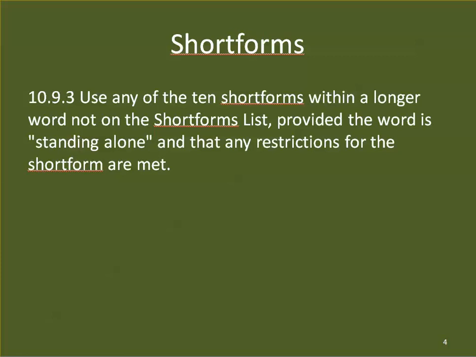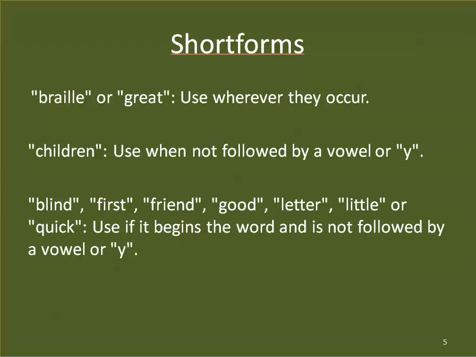So any of those 10 short forms we can use within a longer word, even if it isn't on the short form list, as long as that word is standing alone and any restrictions for that particular short form are met. In a nutshell, braille and great can be used wherever they occur, so there aren't a lot of restrictions for those. As long as they're standing alone, that's the big key. Remember that. Children we can use when it's not followed by a vowel or a Y. I can't for the life of me think of when it would be followed by a vowel or a Y, but apparently there are some circumstances when that could be. And then we can't use the short form. We have to spell it out using CH and EN contractions instead.